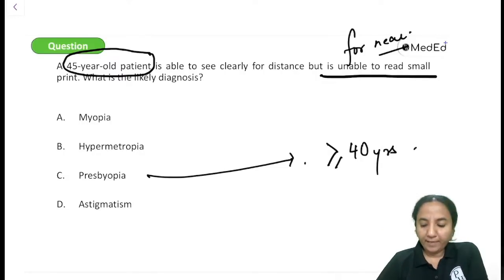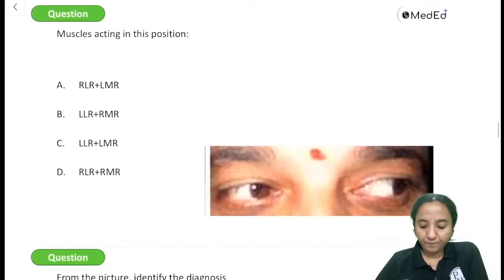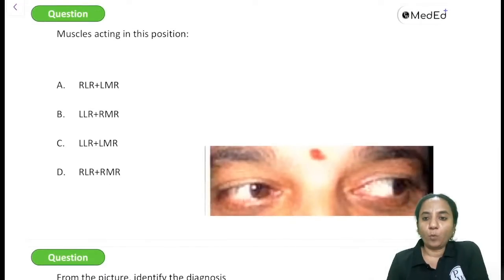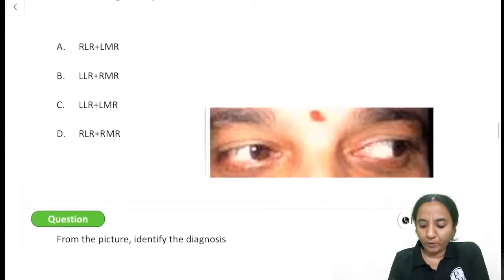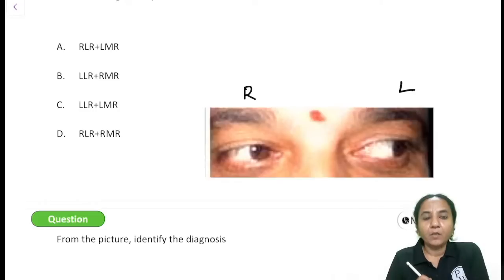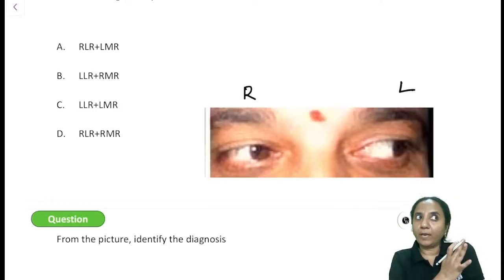Right? Chalo, let's go to the next question. What are the muscles which are acting in this position? What are the muscles acting in this position? So see, this is your right eye, this is the left eye. So what is this? See, the patient is looking to the left side.